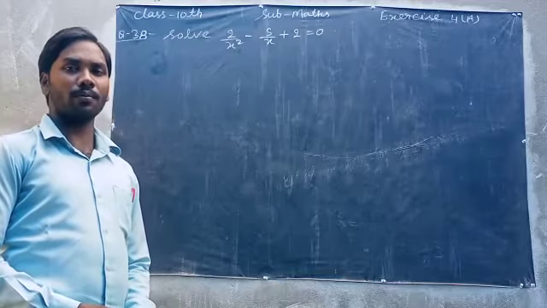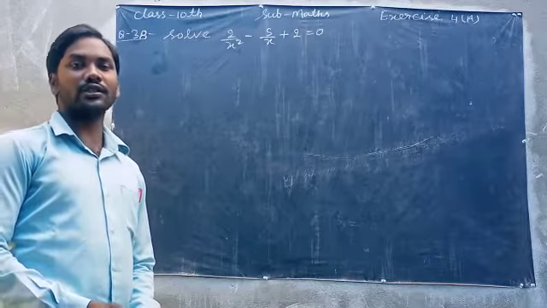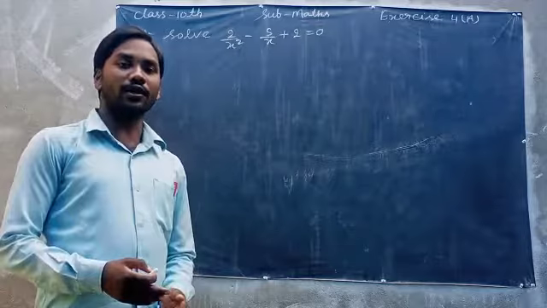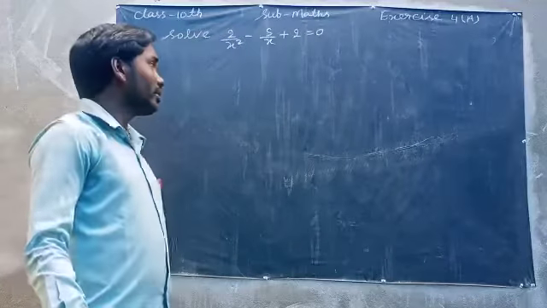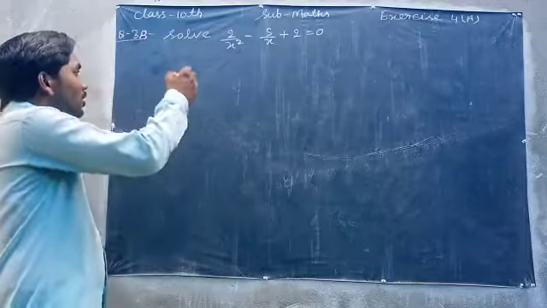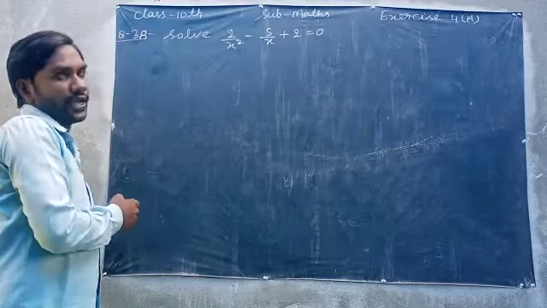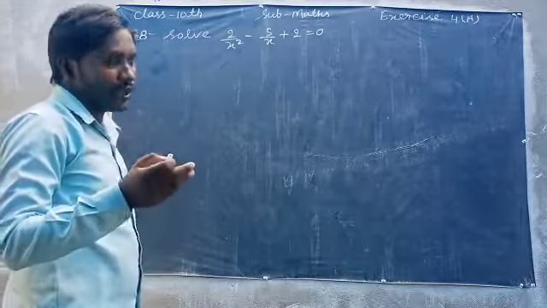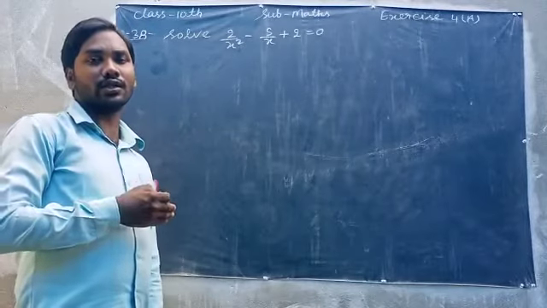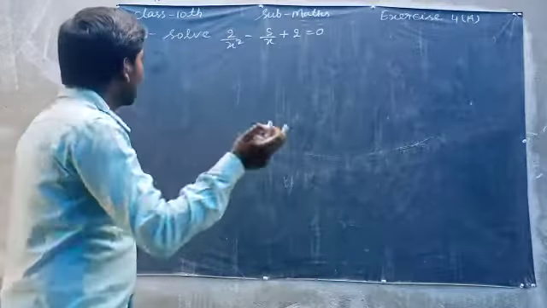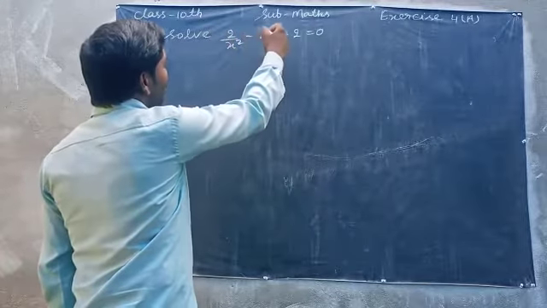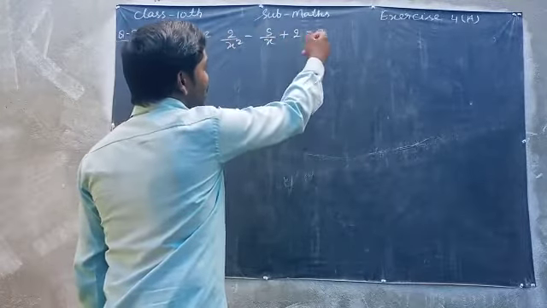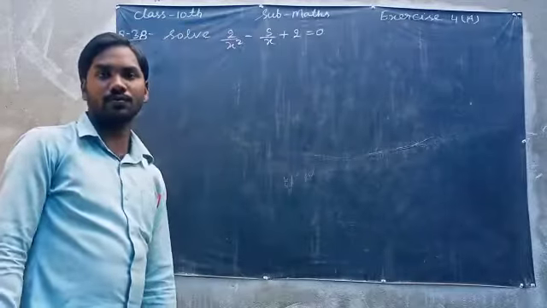In the previous video, we discussed question number 30 from exercise 4A. In this video, we are going to discuss question number 38, that is to solve the quadratic equation. So, the question is: solve 2 by x square minus 5 upon x plus 2 is equal to 0.